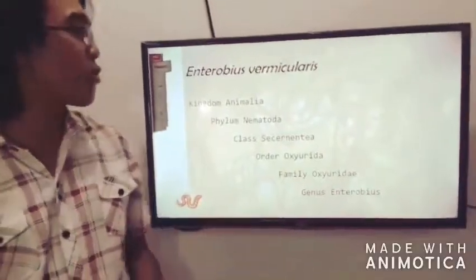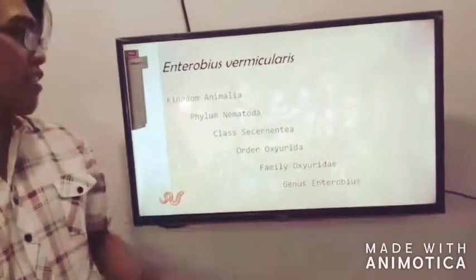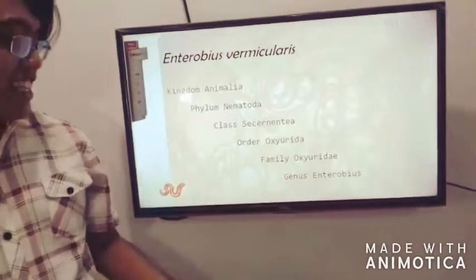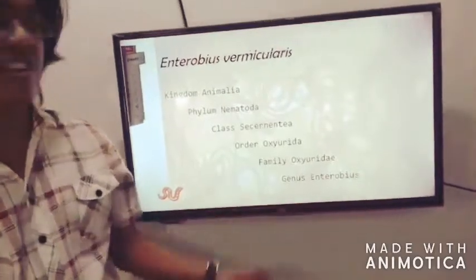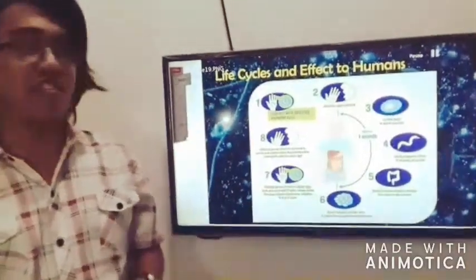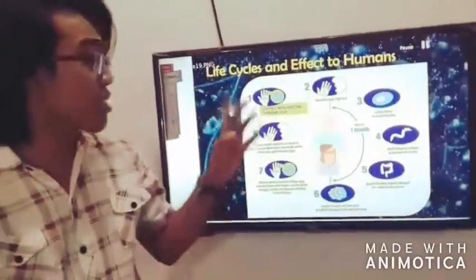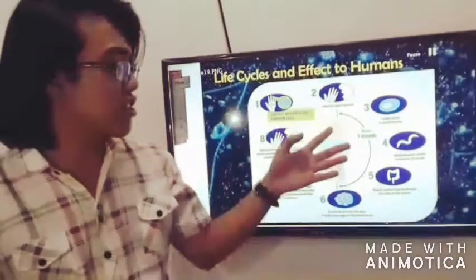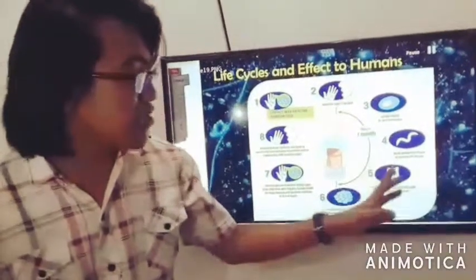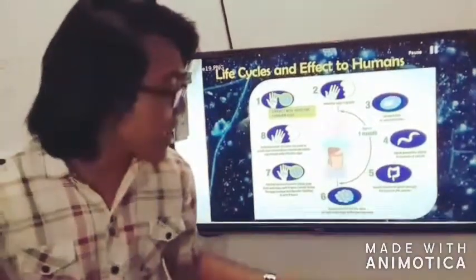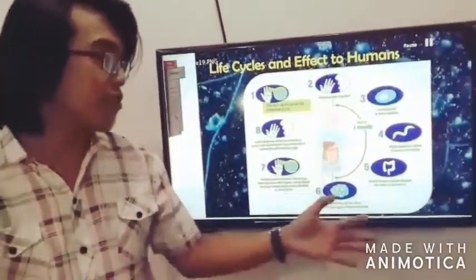Okay, so the next parasitic nematode is Enterobius vermicularis. The kingdom is Animalia and phylum Nematoda, class Chromadorea, order Oxyurida, family Oxyuridae, and genus Enterobius. The life cycle of Enterobius starts with contact with the pinworm through ingestion. The larvae hatch in the small intestine, and the pinworms attach to the mucosa of the cecum, and the gravid females migrate to the colon, and from the colon to the rectum.